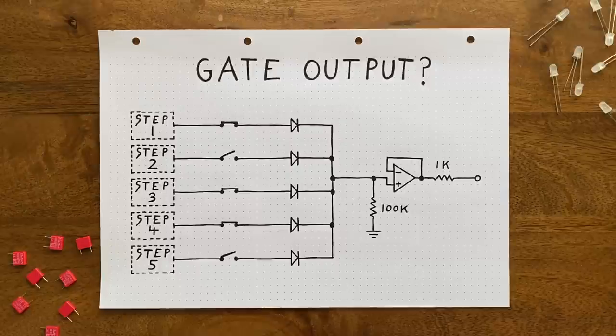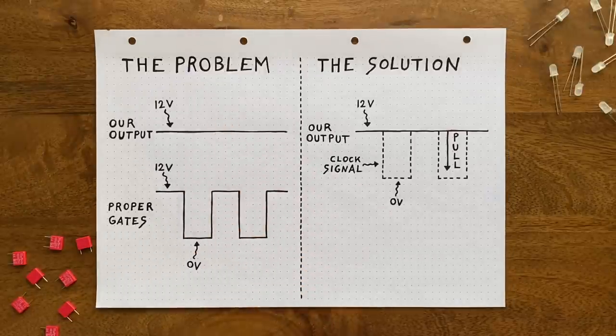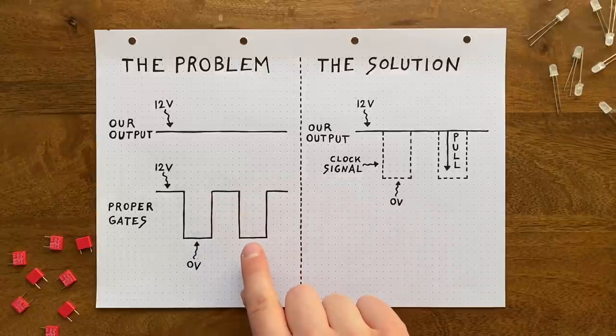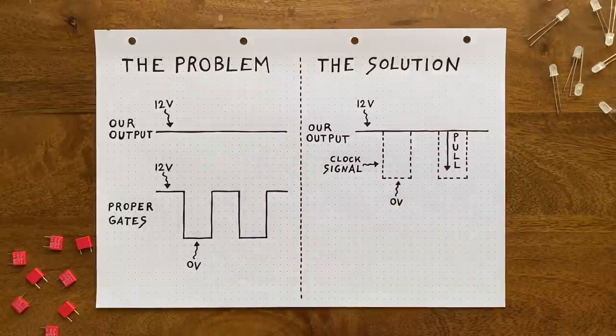Bummer, so how can we fix this? Take a look at these two graphs. The one up top is what we're currently getting out of our gate output. The one below shows us what a proper gate sequence with all gates active should look like. Because a gate, as we said in the beginning, is a voltage going from low to high and back low again. So how do we convert our output signal into a proper sequence of gates?